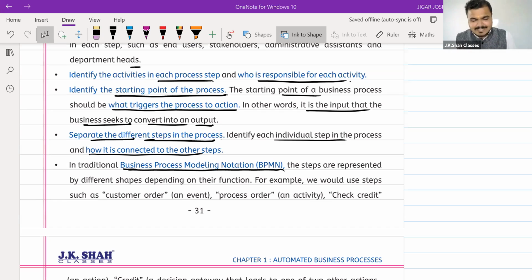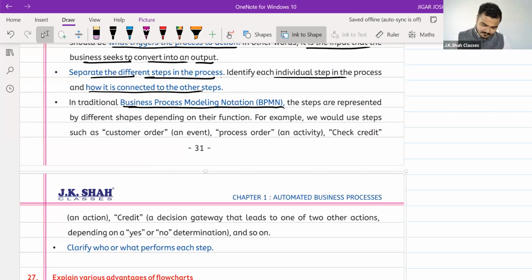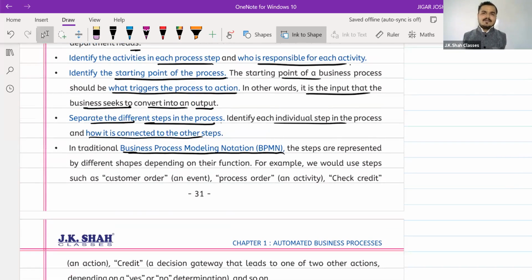BPMN refers to Business Process Modeling Notation. These are the steps which are represented by different shapes. For example, if the customer order is required to be checked, which is an event, then process order and credit check, all of this demands a decision box only. Understood? And finally, clarify who or what will perform each step. Who is going to do which type of activity, that we need to identify. Understood, all my dear students?